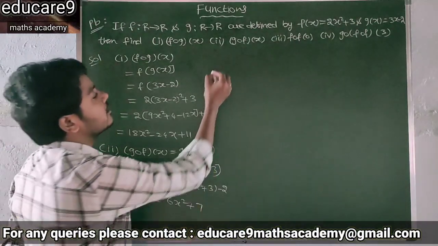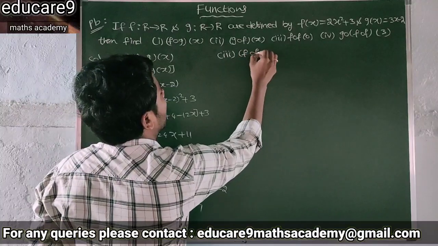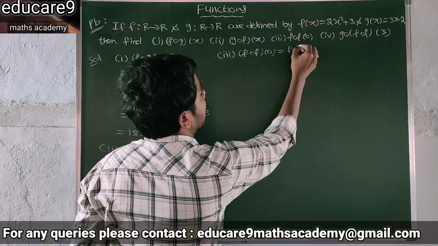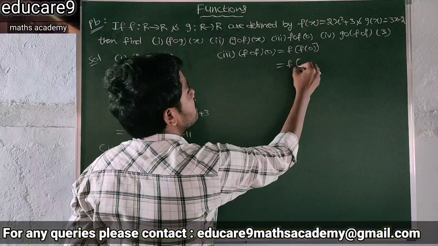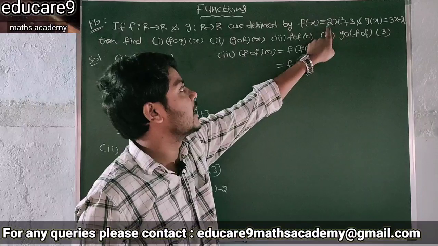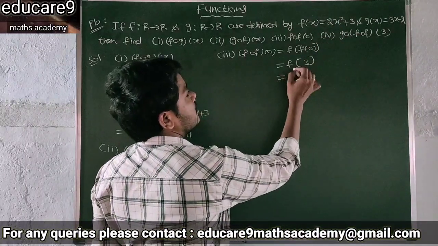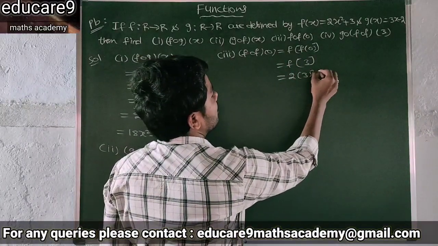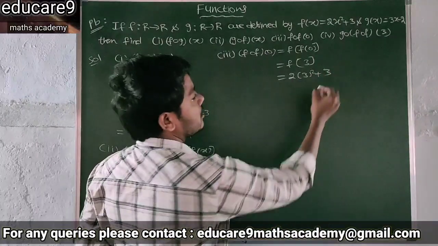And third one, f circle f of 0. So this can be written as f of f of 0. So what is f of 0 value? Replace x by 0. Then it becomes 2 into 0 plus 3. So you get 3. So what is f of 3 value? That is 2 into 3 square plus 3. This is 18 plus 3. That is 21.